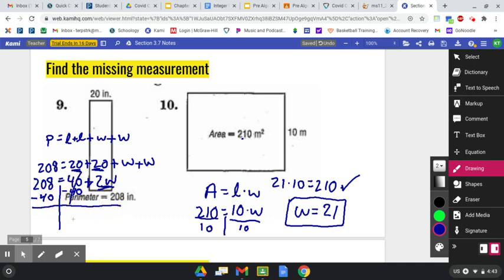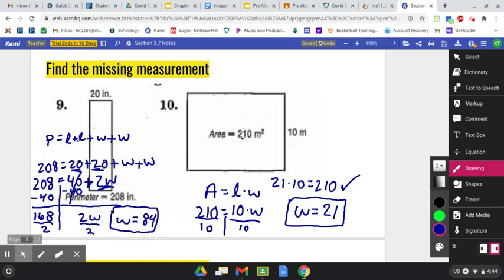So we cancel, 40 minus 40 is 0. Over here we have 2W. And then 208 minus 40 is going to give me 168. Now, to inverse times by 2, I'm going to divide by 2. And we should end up with W equals 84.